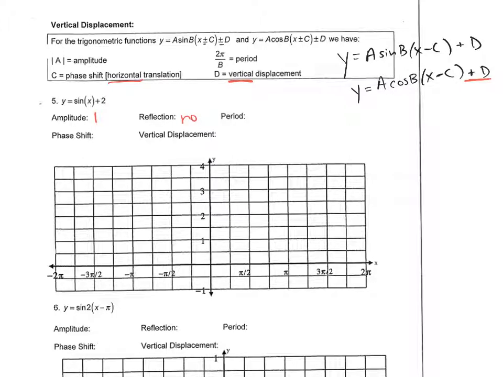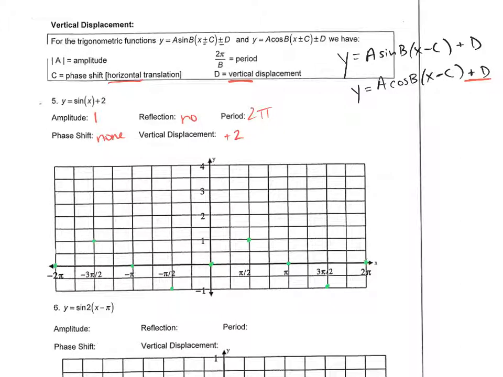There's no reflection. The period is 2 pi divided by 1. There's no phase shift, but my vertical displacement is plus 2. So while my initial graph, starting at 0 and going to 2 pi, would have had a 0 halfway through, maximum, minimum, and repeated, in this case I have a vertical displacement of plus 2. That is the only transformation. So every single point here is going to go up by 2.